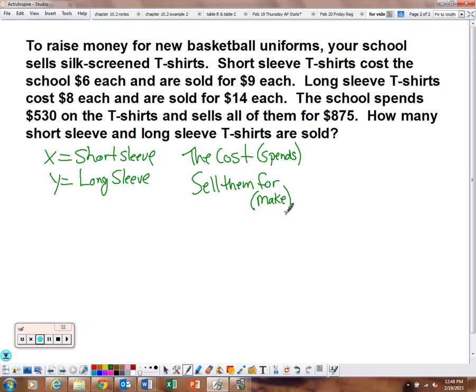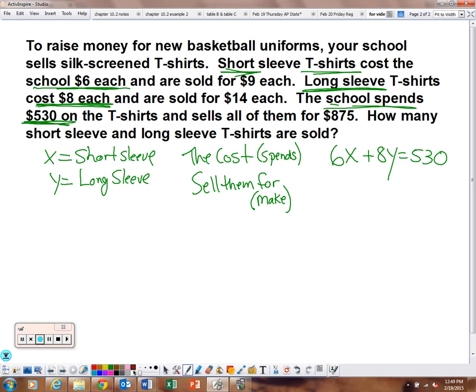So our first equation is going to be on the cost. Well, it says the short sleeve cost $8 to get them made. Nope, take that back. The short sleeve t-shirts cost the school $6 each. So we're going to write 6x. The long sleeve t-shirts cost $8 for the school to get made. So we're going to go plus 8y. And it costs the school $530. So set that equal to 530. So the first equation is 6x plus 8y equals 530.